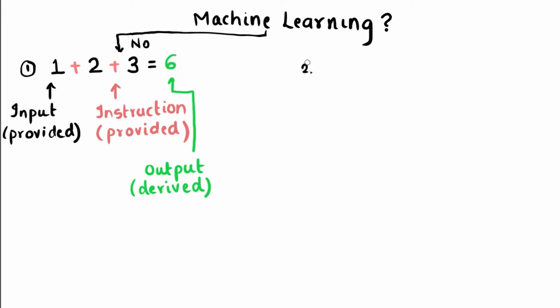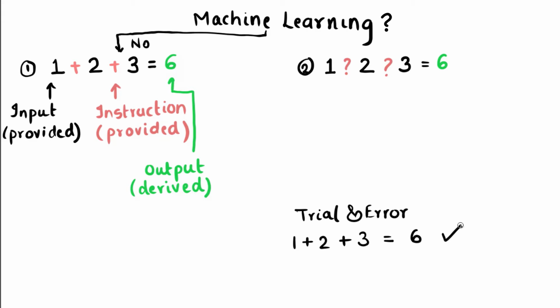Now let's take a look at a second problem. So take a moment to try to solve this problem. Have you figured it out? Now think about how you go about solving this problem. With this second challenge, we don't have a set of instructions, so we use a form of trial and error to solve it. So we may say, let's try first adding them together. Does that work? So 1 plus 2 plus 3 is 6. So yes, we get the correct answer.